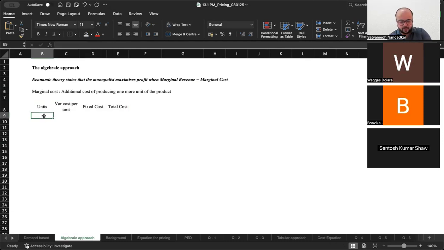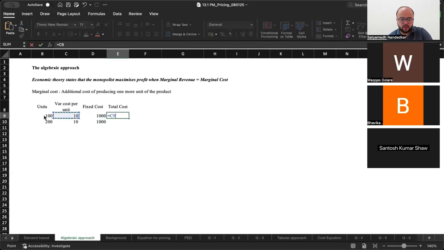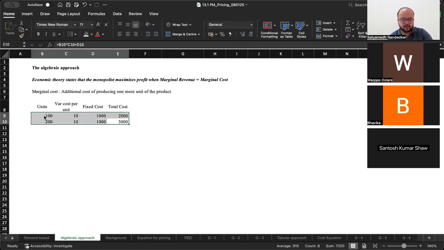Now I am producing say 100 units. Variable cost per unit is 10. Fixed cost is say 1000. When I am producing 200 units, variable cost per unit is 10. Fixed cost remains 1000. What is my total cost? Total cost is units into variable cost per unit plus fixed cost. Total is 3000.